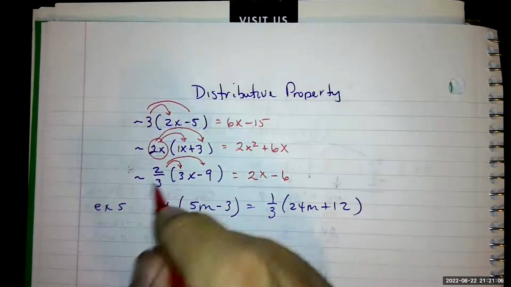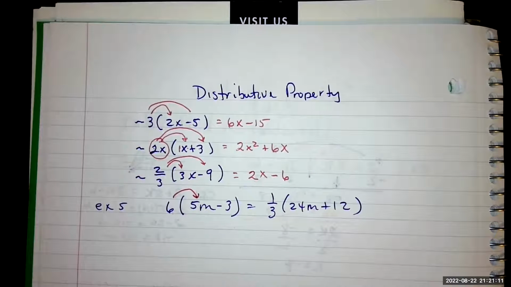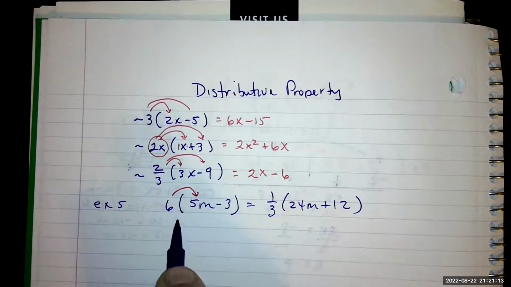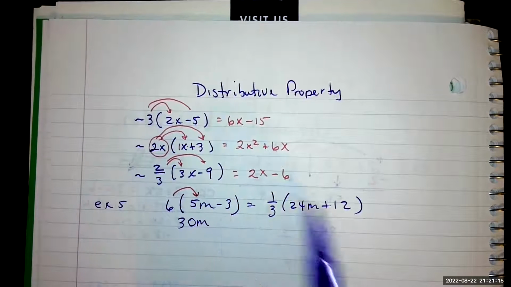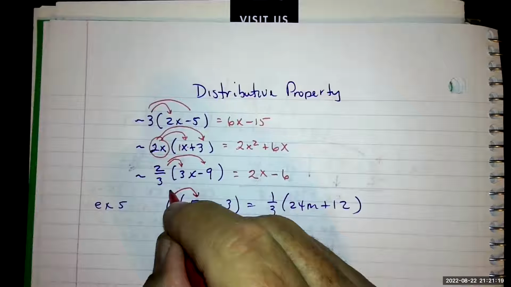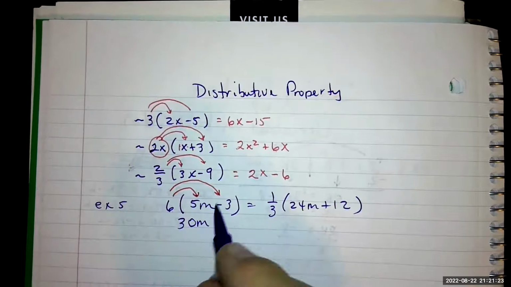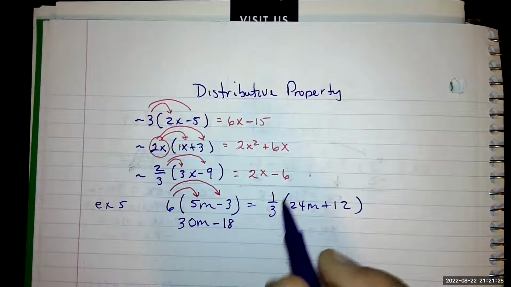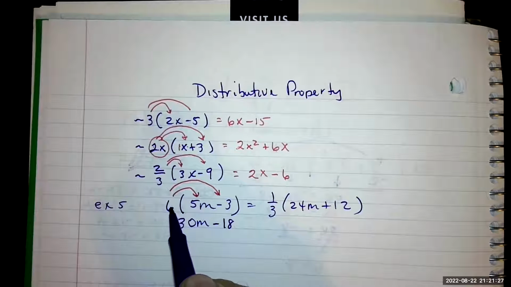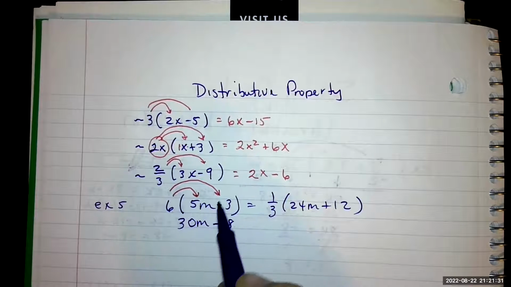So 6 times 5m. 6 times 5 is 30, so it's 30m. Then 6 times a -3 is -18. So see, distribute: 6 times 5 is 30, there's an m left over. 6 times a -3 is a -18.